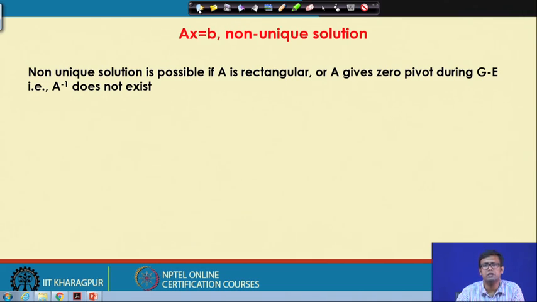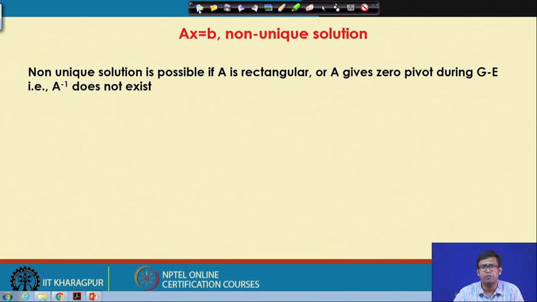So, of these conditions, if A is rectangular, we do not have enough equations to find out all the variables uniquely. Like the earlier case, one equation was dependent on another, so we did not have enough equations to find out all the variables uniquely, or the matrix is itself singular. If we look into the previous matrix and try Gauss elimination, after 2-3 steps we will start getting 0 pivots which cannot be eliminated.